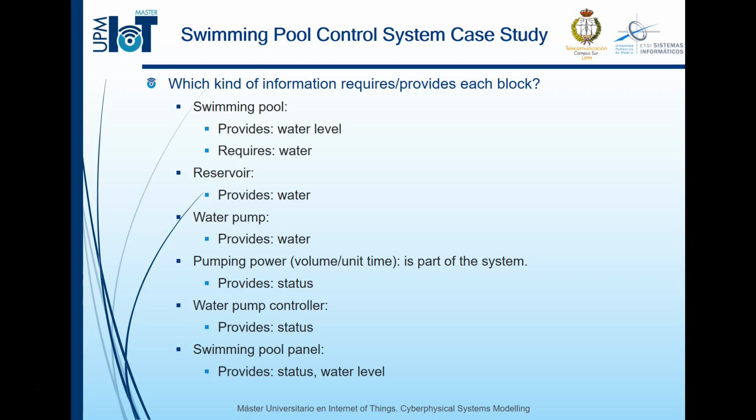For the reservoir could be the same. It provides water. We can consider that our reservoir never ends, so we have water without any limit. And maybe the water pump provides water. Maybe it requires water from the reservoir, and we provide water to the swimming pool. And the pumping power maybe only provides the status for the pumping power, and the same for the controller.